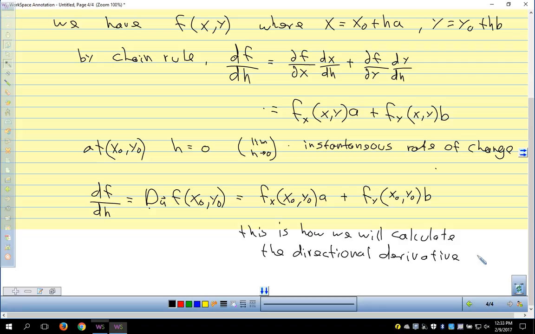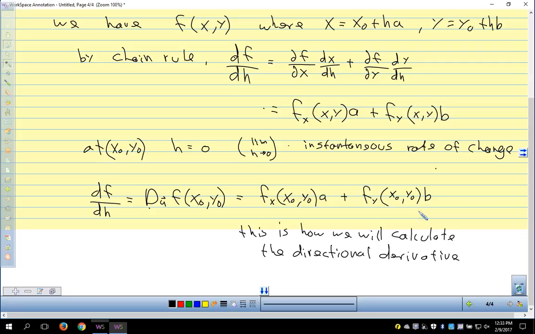All right, so we've come up with a way to find the rate of change of our function. If our function represents height, the rate of change in our height, our altitude, as we move along in the direction of an arbitrary unit vector, this is how we're going to do it. The rate of change of our function with respect to x times the x component of our unit vector plus the rate of change of our function with respect to y times the y component of our unit vector.